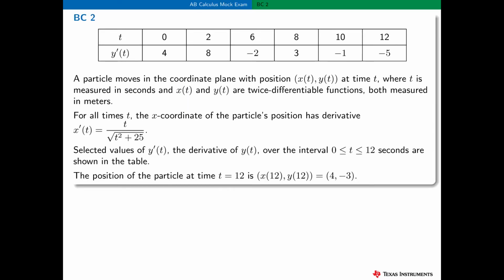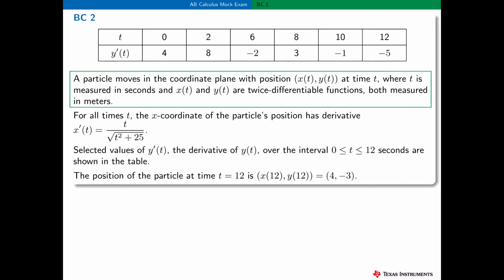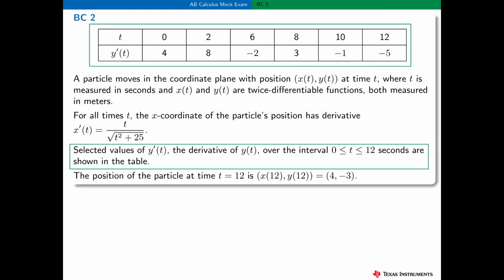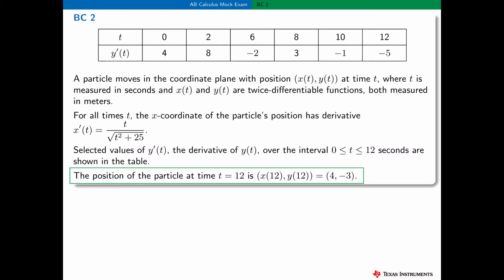Form BC Question 2 involves a particle moving in the plane. Its position is given by a vector-valued function, x of t, y of t, at time t, where t is measured in seconds, and x and y are twice differentiable functions, both measured in meters. We are given a symbolic expression for the derivative x prime of t, and we also have selected values of y prime of t given in the table. In addition, we know that the position of the particle at time t equal 12 is (4, -3).